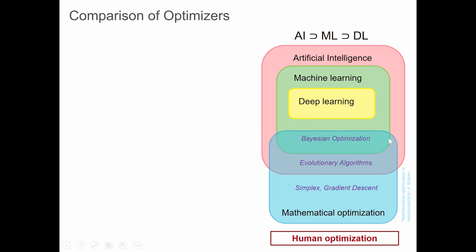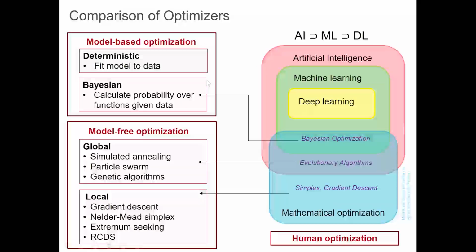And intersecting with each one of those sections is mathematical optimization. So here we have the simplex algorithm or gradient descent. In the intersection with AI, we have evolutionary algorithms like genetic algorithms, and in the intersection with machine learning, we have Bayesian optimization.